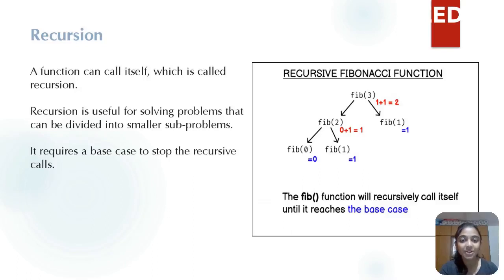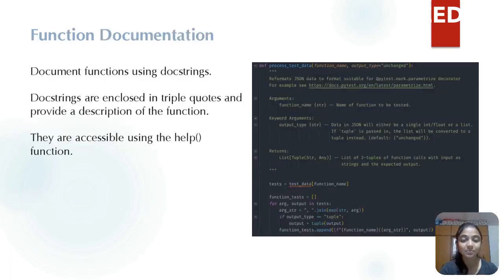Recursion. A function can call itself, which is called recursion. Recursion is useful for solving problems that can be divided into smaller subproblems. It requires a base case to stop the recursive calls. Function documentation.